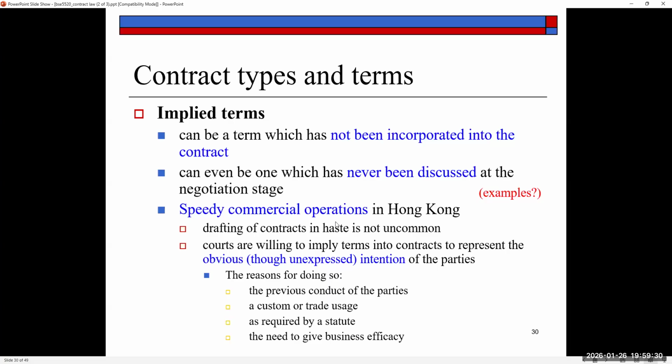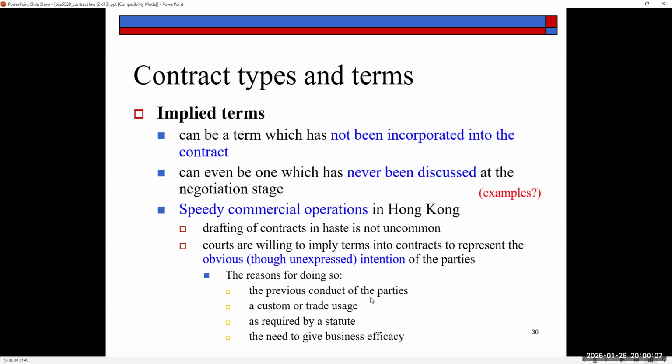Speedy commercial operations in Hong Kong, drafting contracts in haste is not uncommon. That means it could be common. Courts are willing to imply terms in contracts to represent the obvious, though unexpressed intention of the parties. So something not mentioned doesn't mean that it is not covered. The reasons for having this flexibility or implied intention include the following.